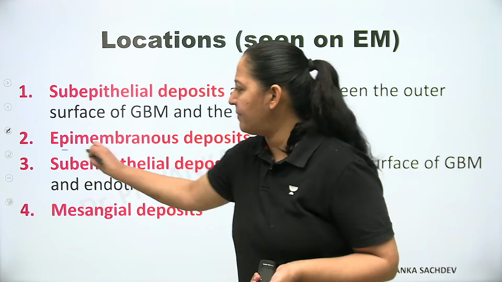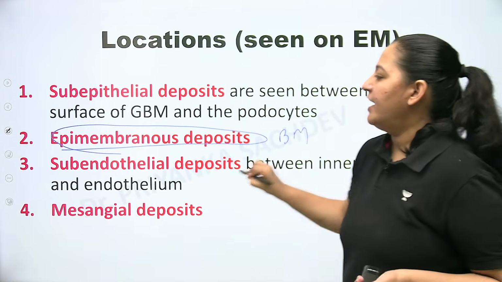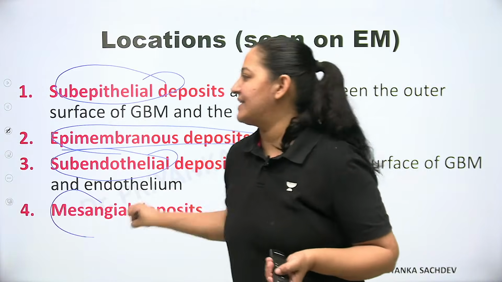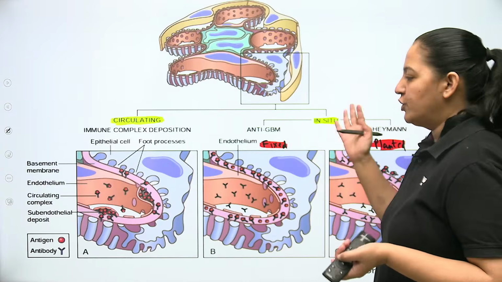It can be intramembranous, where deposits are in the basement membrane. It can be subendothelial, it can be subepithelial, and it can be mesangial. Now whenever I teach you individual types of glomerulonephritis, you will come to know.